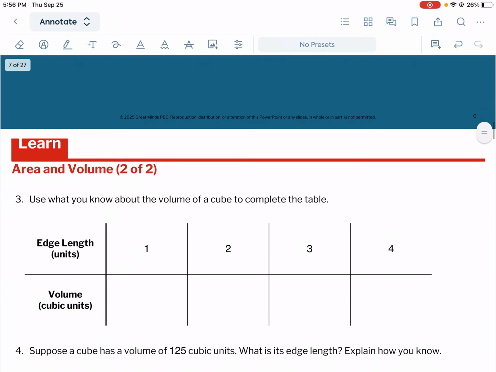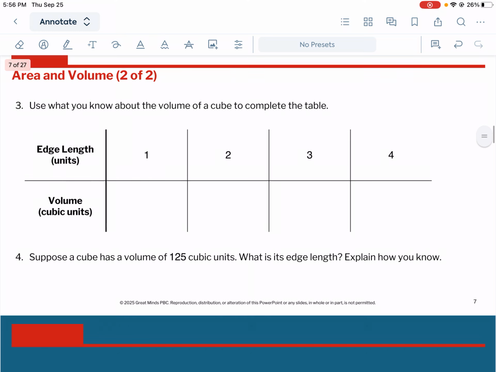That's what these two are explaining, so we're going to ignore these. For number 3, same thing, except this time it says use what you know about the volume of a cube to complete the table. I gave you the formula of x cubed. That cube is how many times you're going to multiply the number to itself.